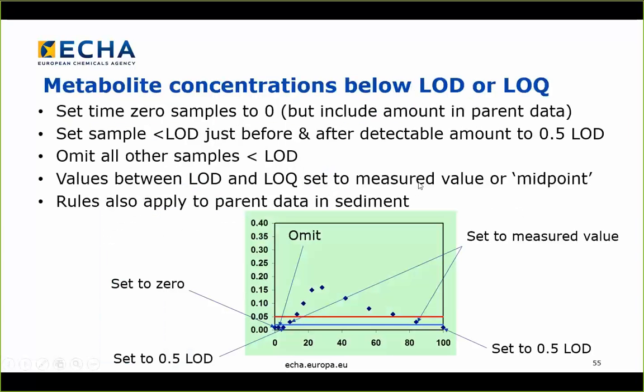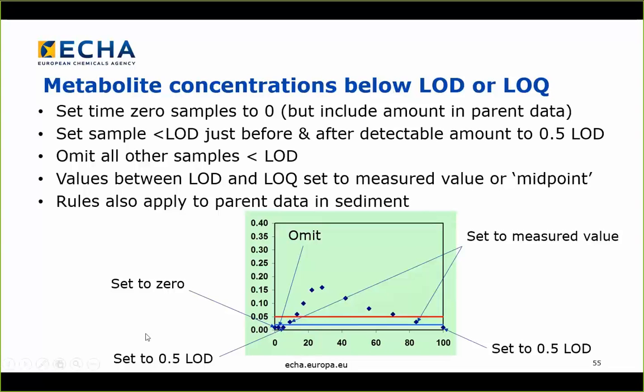So for metabolites, I've already said that we will, I didn't see that on there. There's also the formation and the decline phase, plateau phase and the decline phase. So the rules that I've just explained for parents, you would also apply to the metabolites. So after the peak onwards, the same rules as parent apply. You would set your time 0 sample to 0 mass, and your less than LOD values are set to 0.5.